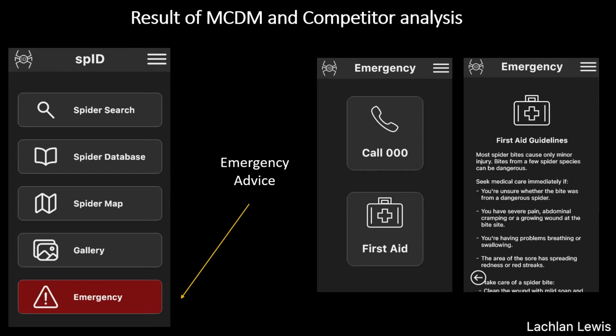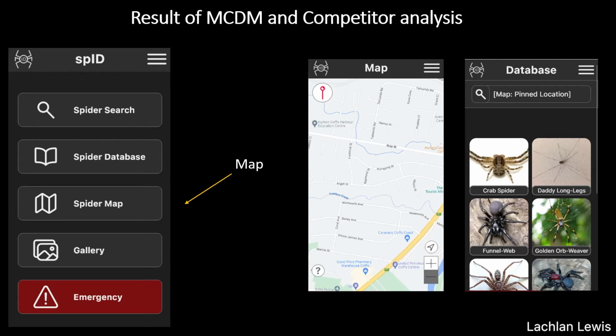There was a noticeable gap in the market here, so we decided to develop emergency advice into our application that can be found immediately on the home screen. We also discovered a map function to show the locations of identified spiders, which was missing in all other applications, so we developed the map as a predominant feature.